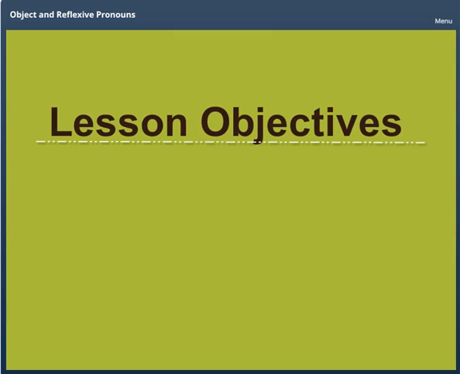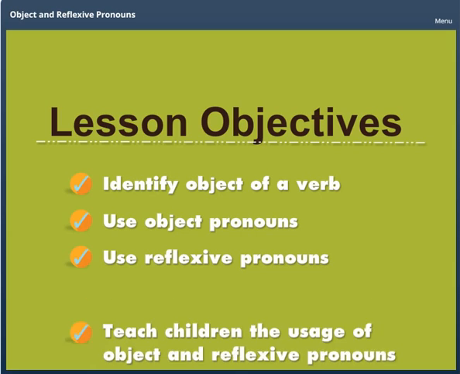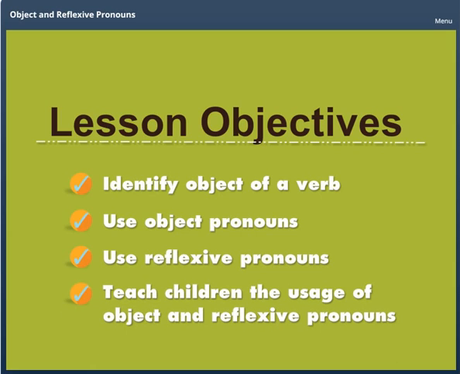At the end of this lesson, teachers will be able to identify the object of a verb and replace it with an object pronoun. They will be able to use reflexive pronouns correctly, and they will teach their students to do the same.